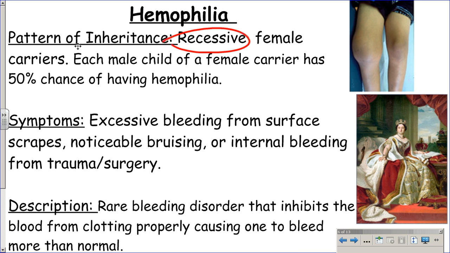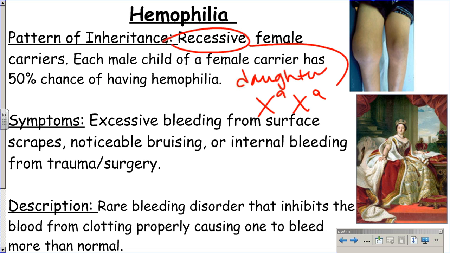Give me an example of what a daughter's genotype would have to be. Daughter. X lower a, X... No. For the females to get it, it has to be both of the same. For a guy to get it, they would have to have little a and then Y. So that's what that would look like. Guys in the back, listen.